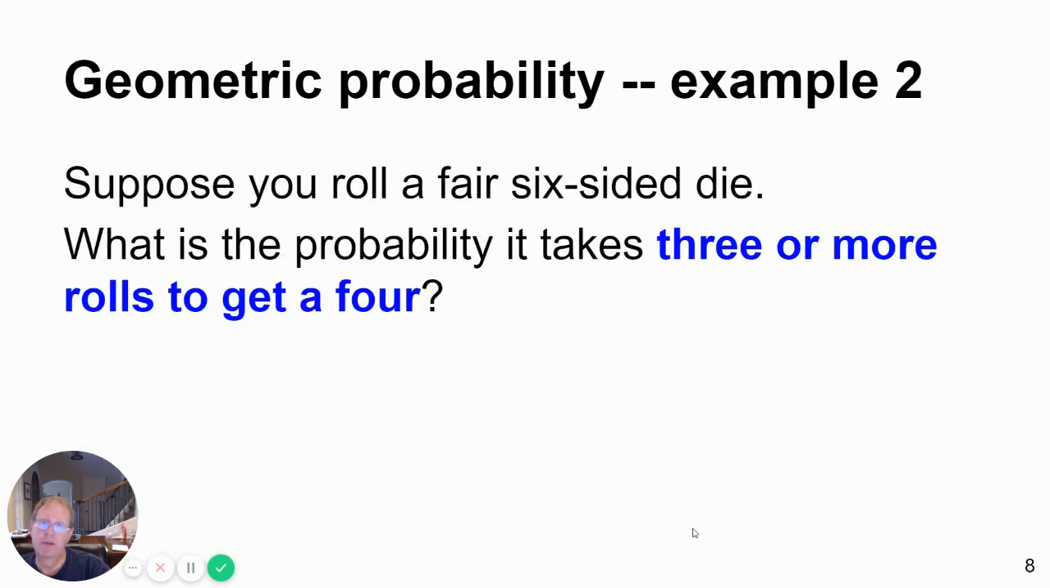I want to show you another example. This is example number 2. Suppose you roll a fair 6-sided die. What is the probability it takes 3 or more rolls to get a 4?